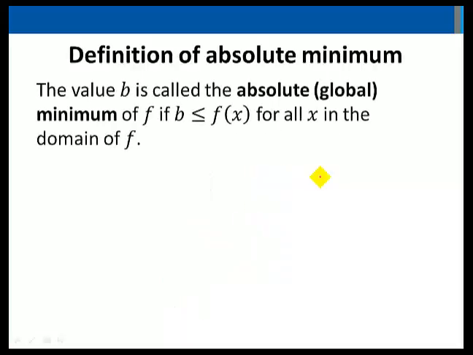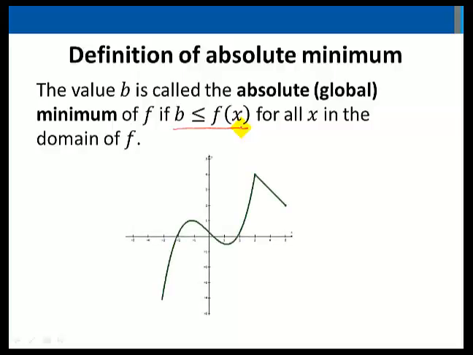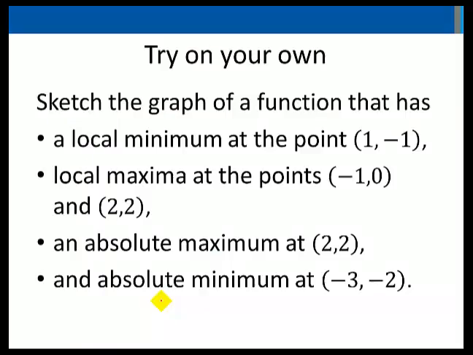Definition of absolute minimum, about the same as for absolute maximum, except here we're looking for the value b, where b is less than or equal to f of x for all x in the domain. And so here, the absolute minimum, the smallest value on our graph, is going to be right here at y equals -4. So y equals -4 is our absolute minimum. Notice that y equals -4 does not happen to be a local minimum, but it is defined to be an absolute minimum. Try this last problem on your own.